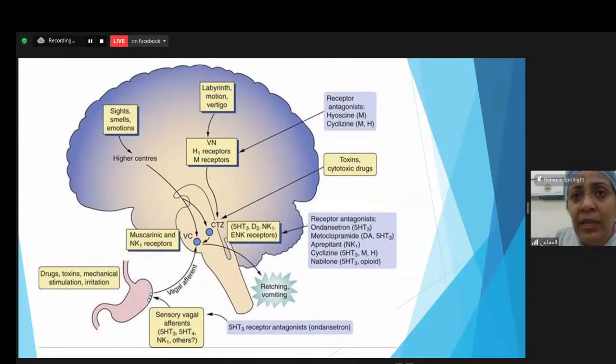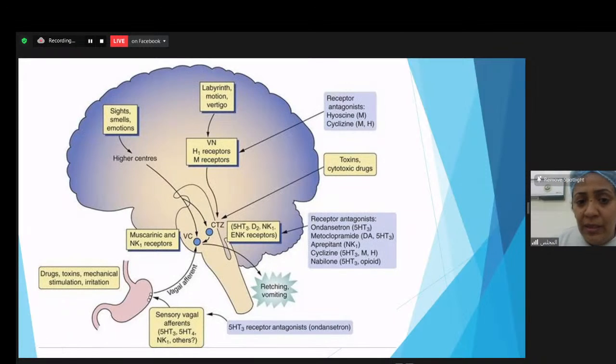So when I see a patient who is starting to be nauseous while I am giving a drug, whatever the drug is, you have to think that this nausea is triggered by the chemoreceptor trigger zone, which is this one. And you can see the number of receptors that are involved in this center. You have serotonin, dopamine, neurokinins, and enkephalins. طبعا neurokinins and enkephalins are newly discovered.